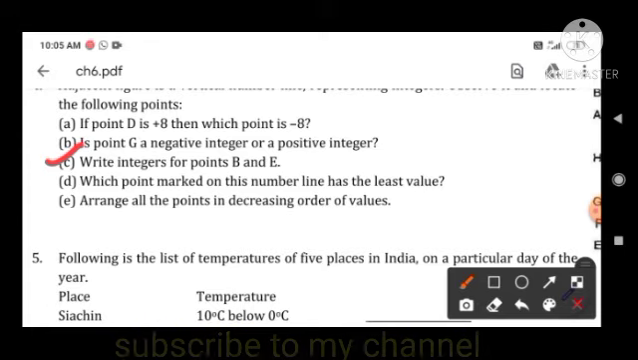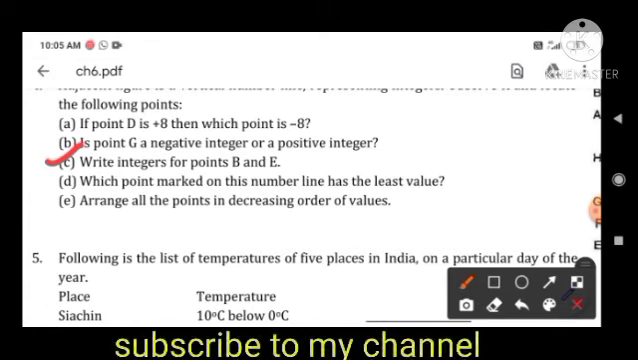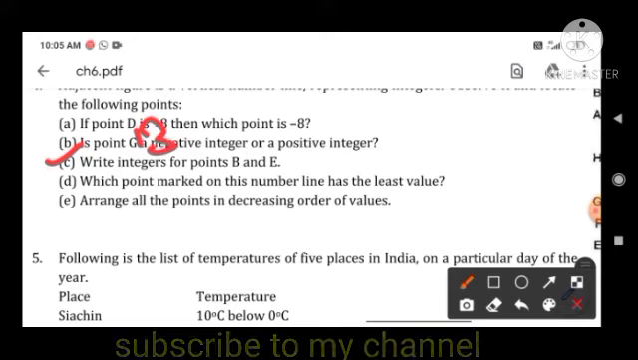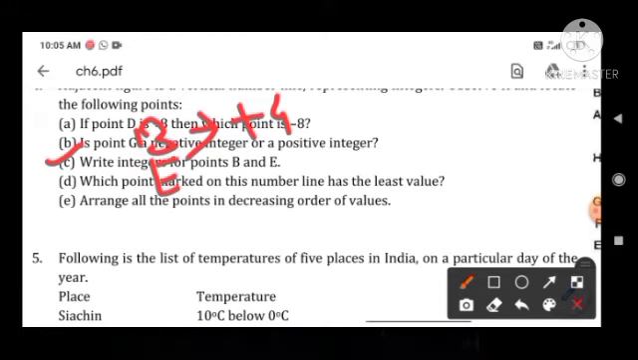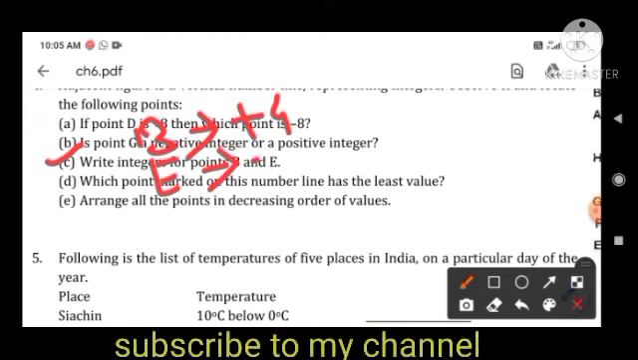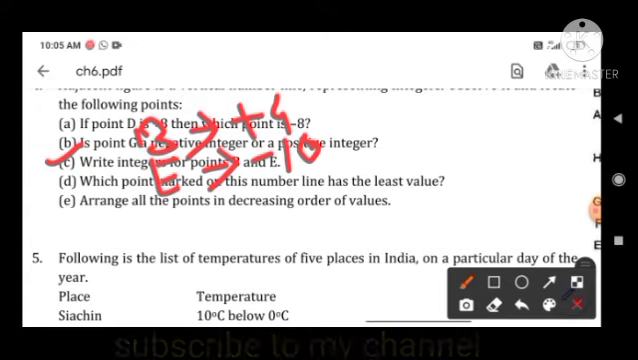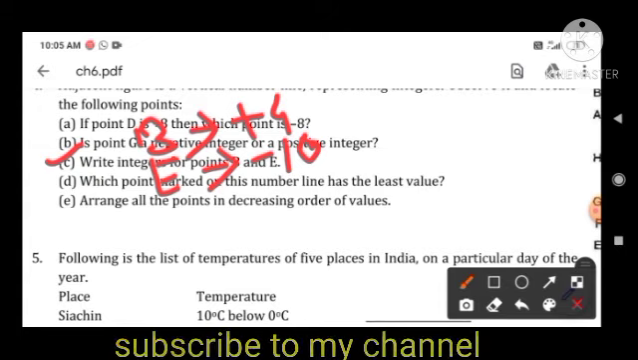Now C question. Write integers for point B and E. So B implies plus 4 and E implies minus 10. So for E we got minus 10. Okay, now the D question.